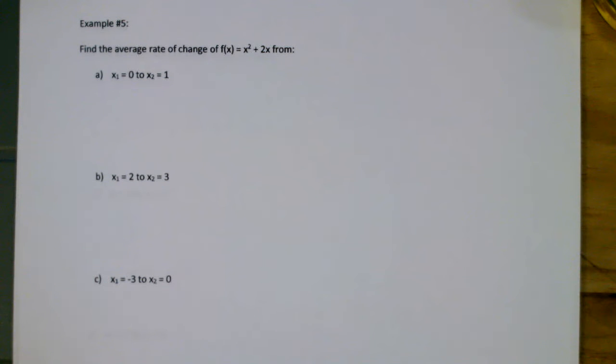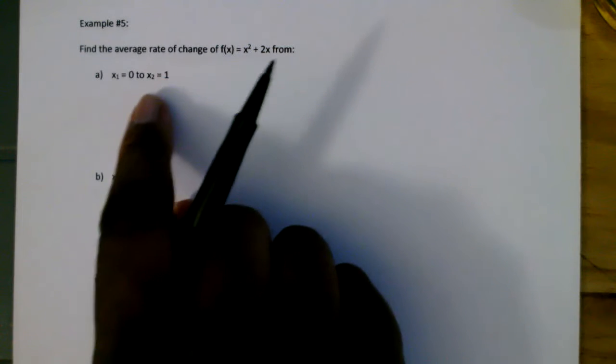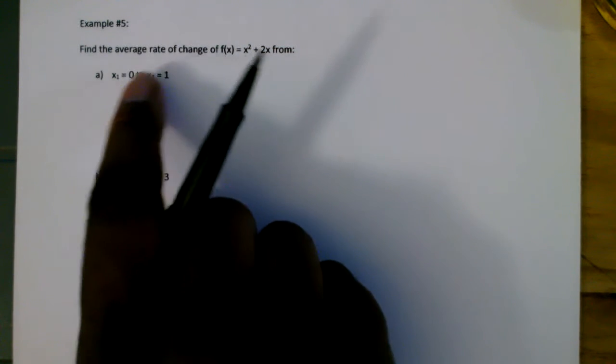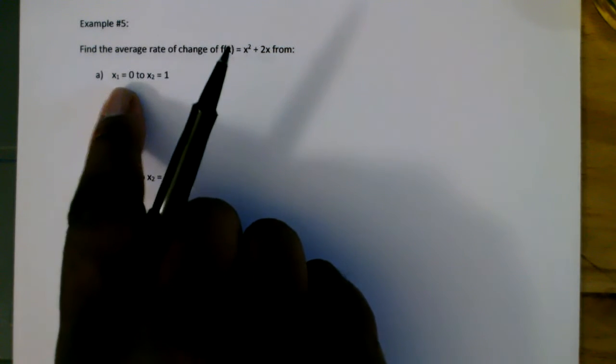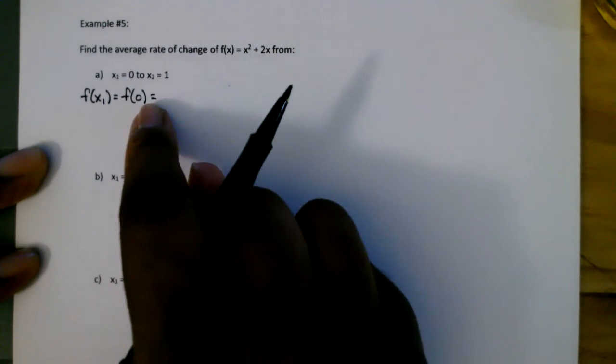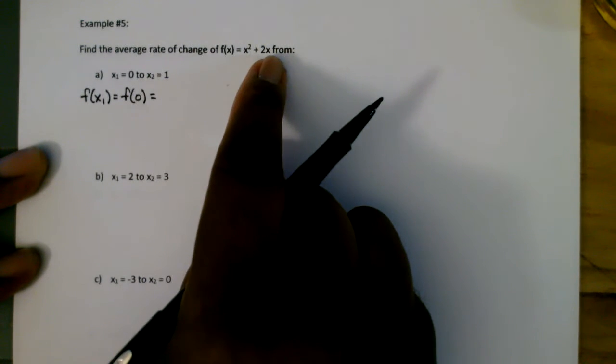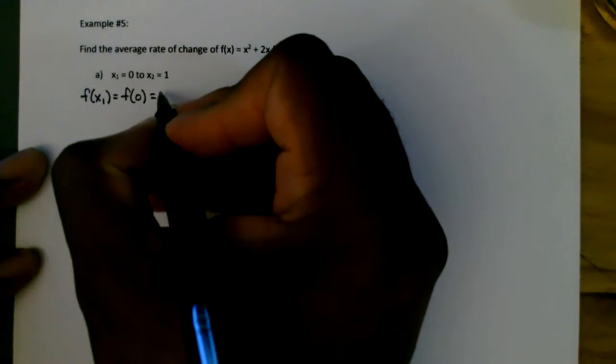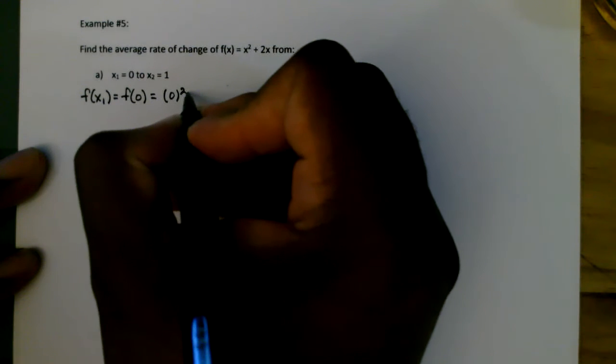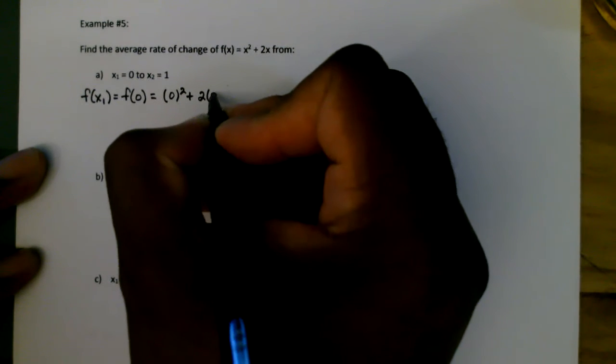All right, in this case, we need to find out what f of x is at those two values, x1 being 0 and x2 being 1. We need to evaluate f of x1, and x1 is 0, so this is f of 0. We take 0 and substitute it in place of x in this f of x function. So you're going to have 0 squared plus 2 times 0.